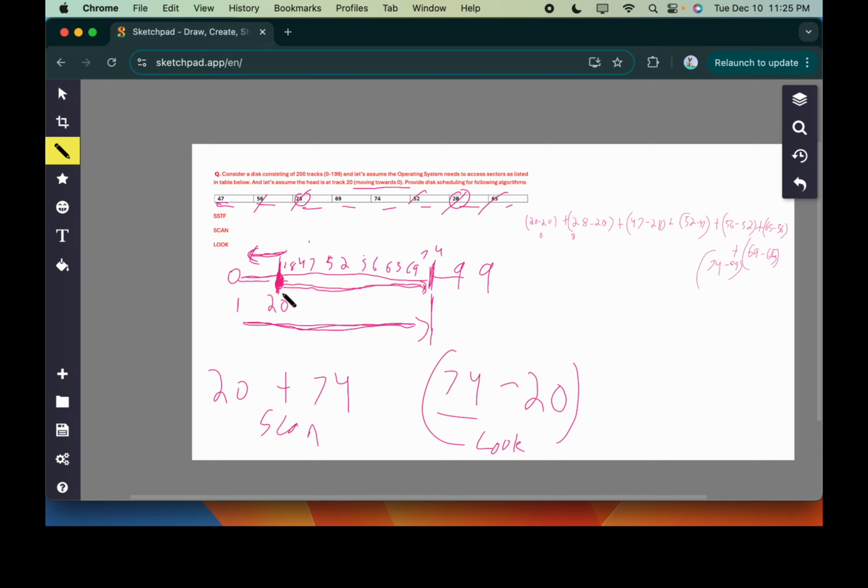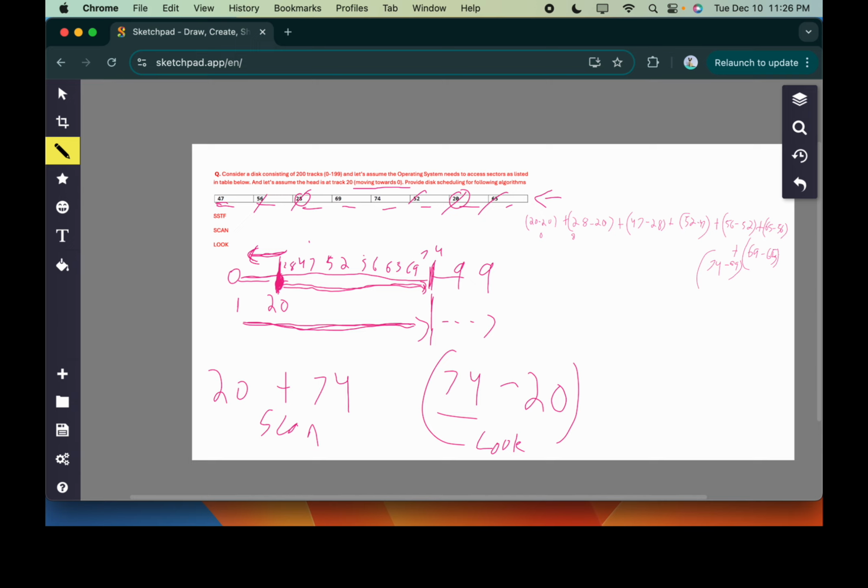So with that, we're at 20. Yeah, I have a question. Totally, what's up? Isn't it for SCAN, don't you have to go all the way up to the end, which is 199? So technically yes, but in this question, you stop when you have no more requests. Oh, okay. Yeah, so it's a bit of a trick in that technically you go to the end, but it's only asking for these following discs over here. Oh, gotcha. You only go up to that point.